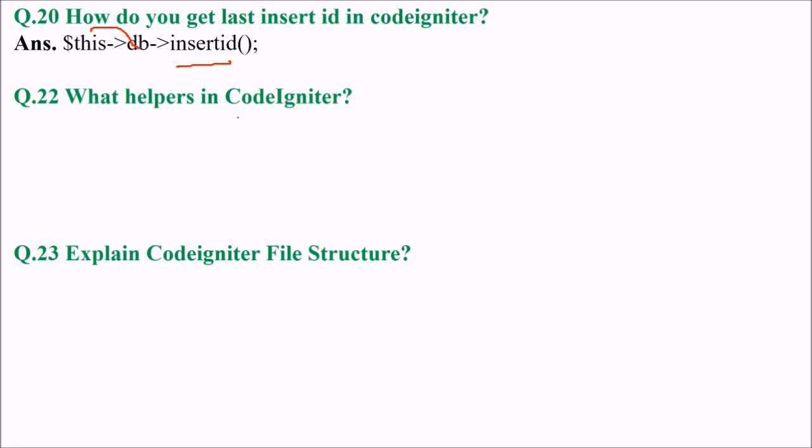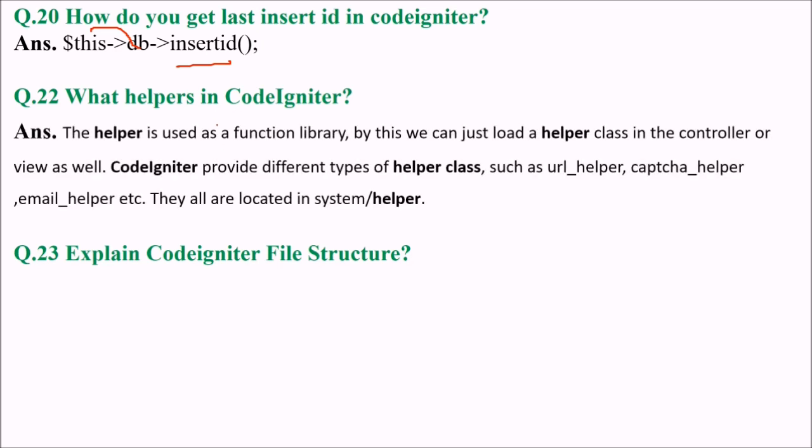What are helpers in CodeIgniter? The helper is used as a function library. By this, we can load a helper class in the controller or the view, both. CodeIgniter provides different types of helper classes like URL helper, captcha helper, email helper. They are located in the system helper folder.